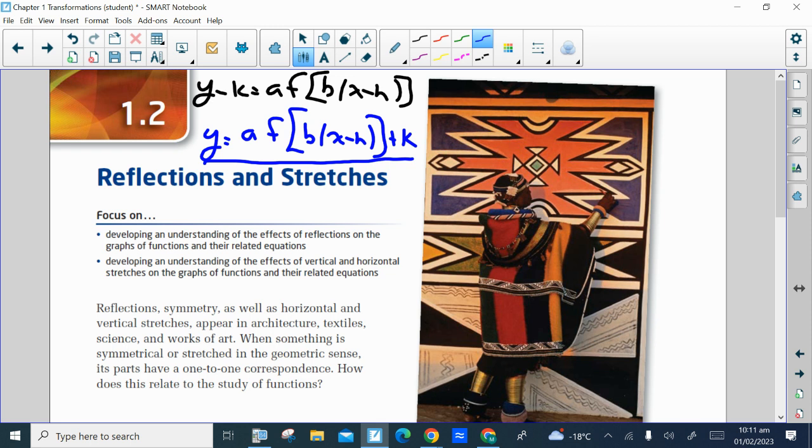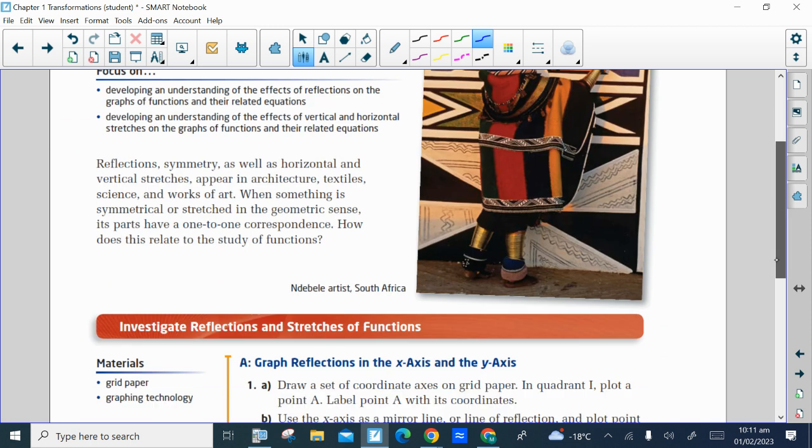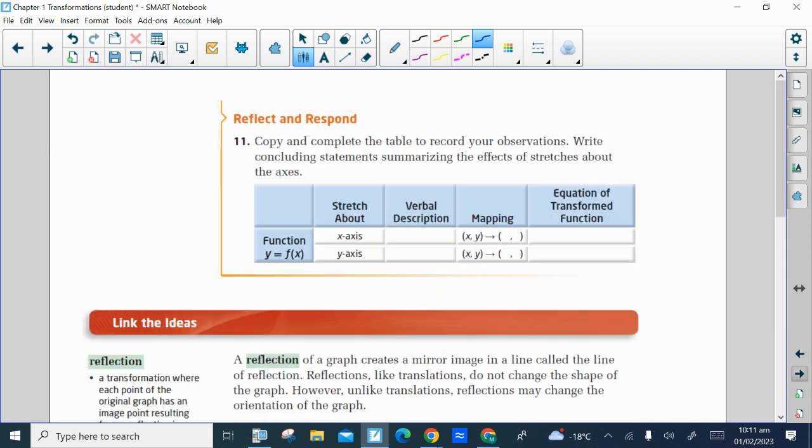So we'll develop an understanding of the effects of reflections on the graphs of functions and the related equations, and we'll develop an understanding of the effects of vertical and horizontal stretches on graphs of functions and their related equations.